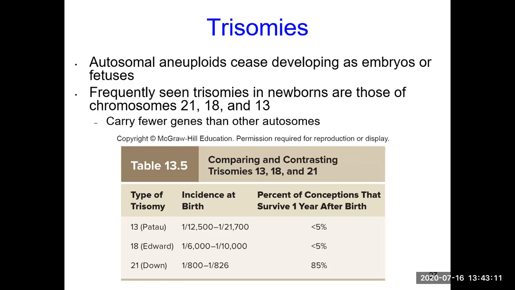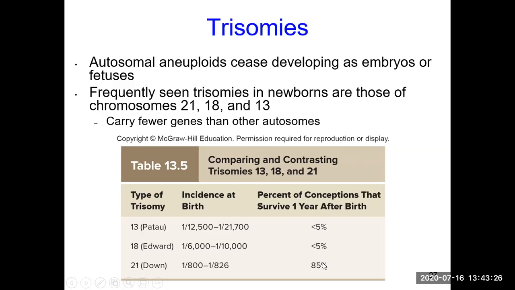So three of the most common trisomies are known as trisomy of chromosome 21, which is Down syndrome, trisomy of chromosome 18, which is Edward syndrome, and trisomy of chromosome 13, which is Patau syndrome.